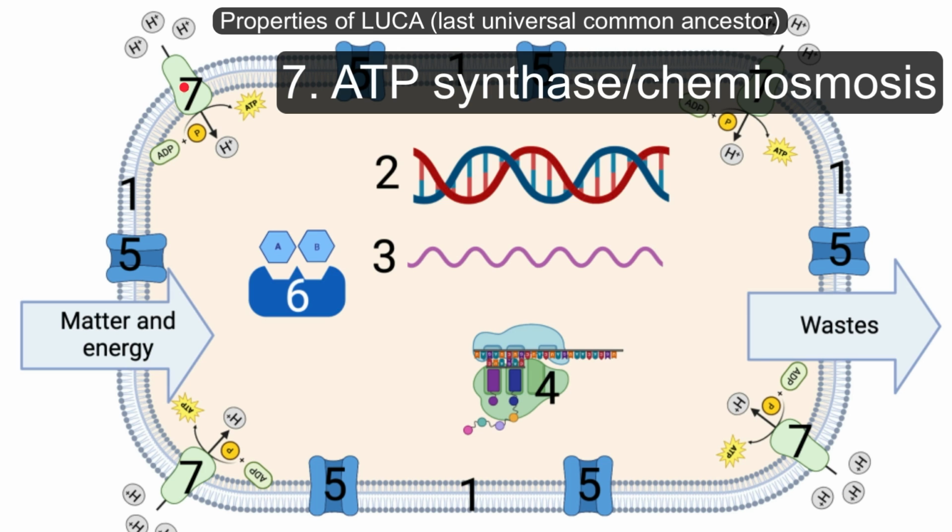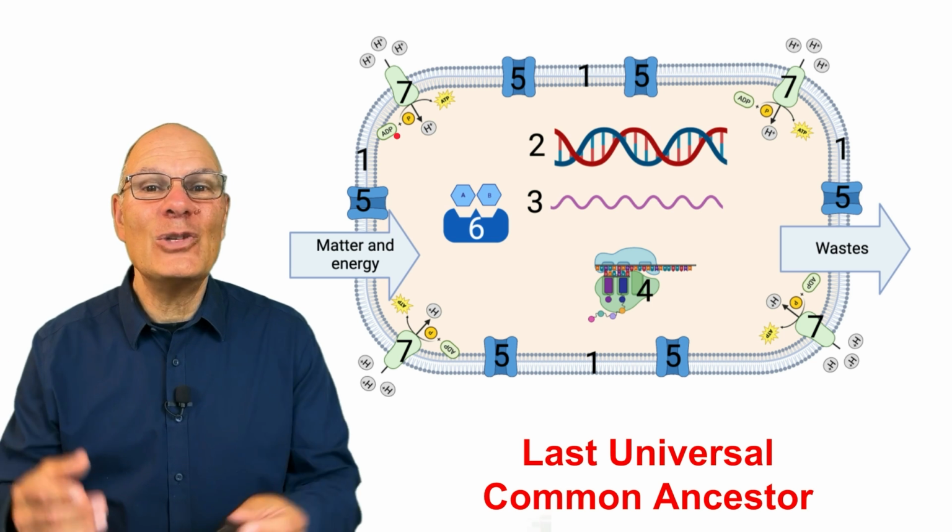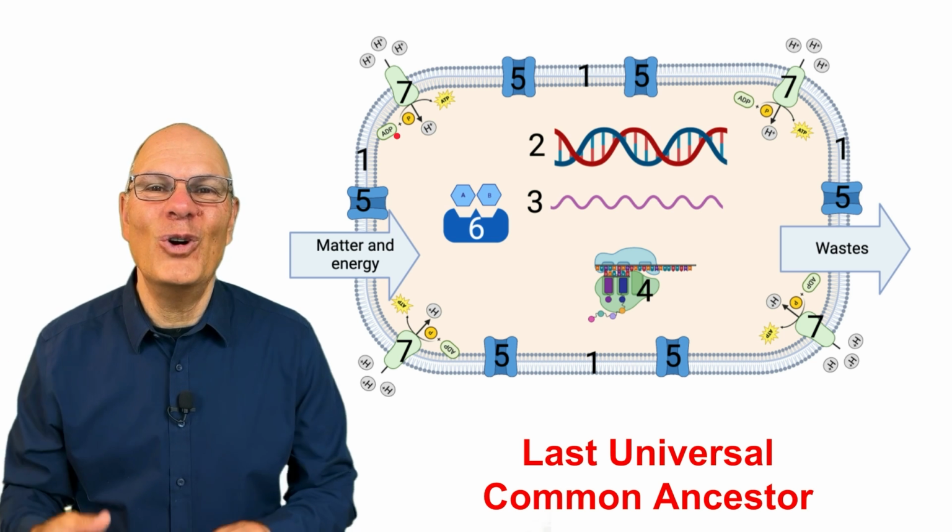And at 7, we have ATP synthase, which is using a flow of protons across the ATP synthase channel to generate ATP, that universal energy molecule from ADP and phosphate. That's the last universal common ancestor, and that's what you need to know about the origin of life for AP Biology.